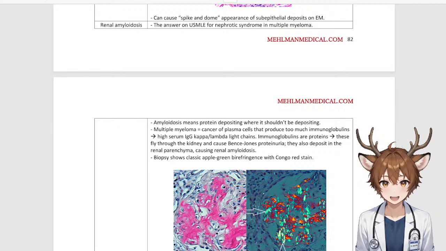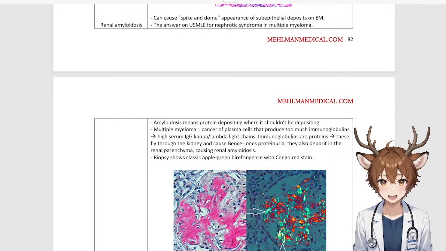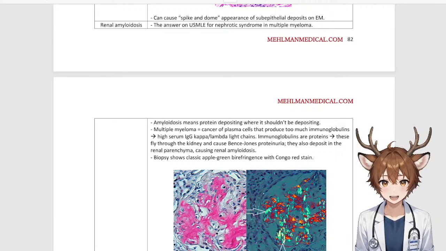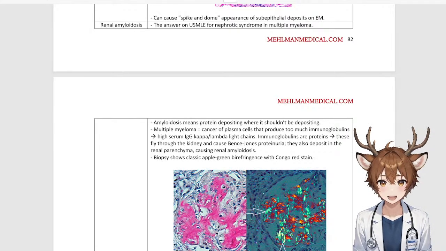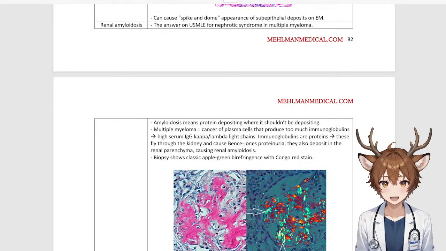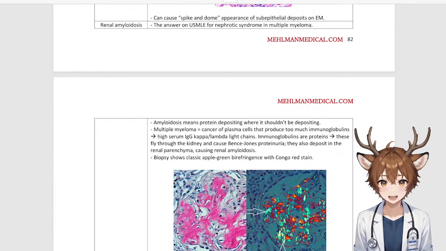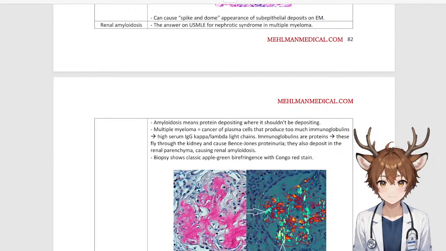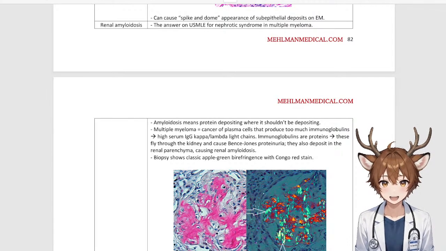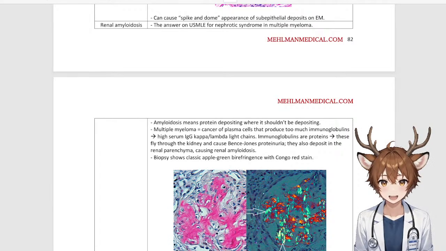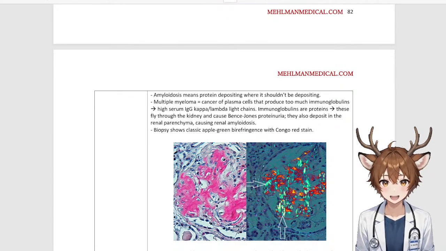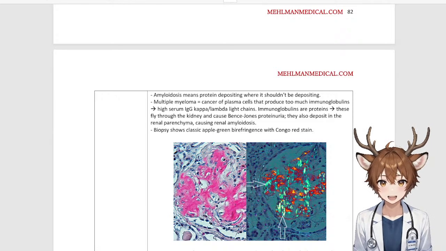Renal amyloidosis. The answer on USMLE for nephrotic syndrome in multiple myeloma. Amyloidosis means protein depositing where it shouldn't be depositing. Multiple myeloma is cancer of plasma cells that produce too much immunoglobulins, leading to a high serum IgG kappa / lambda light chains. Immunoglobulins are proteins which fly through the kidney and cause Bence-Jones proteinuria. They also deposit in renal parenchyma, causing renal amyloidosis. Biopsy shows classic apple green birefringence with Congo red stain.